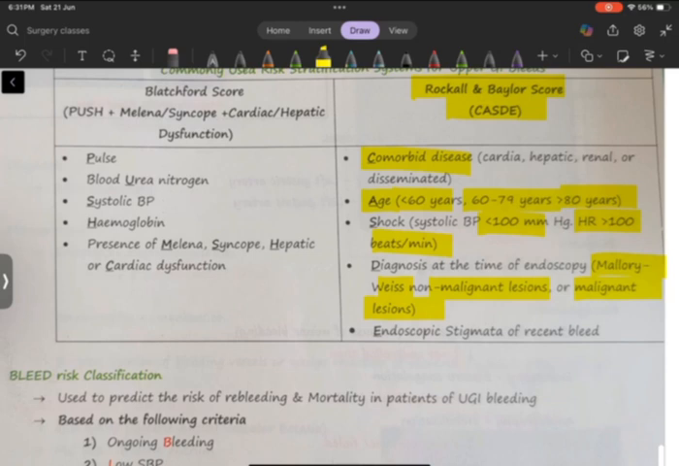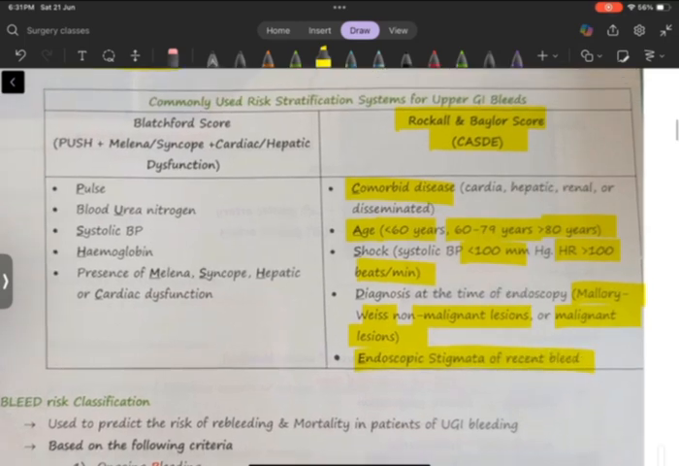Other than that, it can be endoscopic stigmata of a recent bleed. So these C, A, S and D, comorbid disease, age, shock, diagnosis at the time of endoscopy, and endoscopic stigmata, are used as parameters for stratifying upper GI bleeding, and that score is called the Rockall-Baylor score.